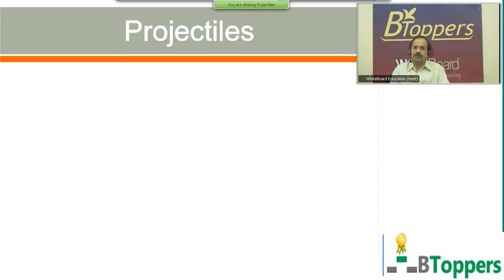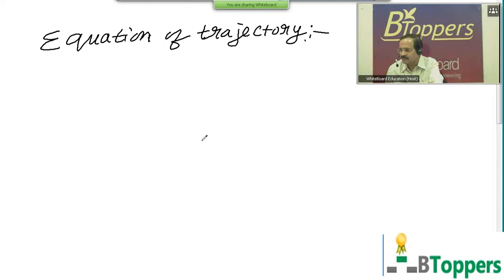So next I am going to discuss the equation of the trajectory of the projectile. The path or the curve along which the projectile moves is called the trajectory of the projectile. The equation of the trajectory means the equation of the path or the curve along which the projectile moves.